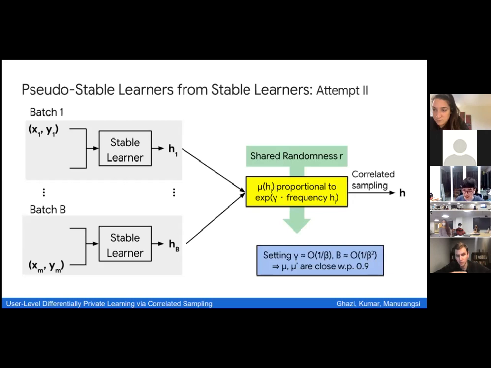Now, we are not going to do any computation here, but roughly speaking, this strategy works. You have to set your gamma, the weight in the exponent, to be roughly 1 over beta, and you have to set the number of batches to be roughly 1 over beta squared, and you can show that mu and mu prime are close most of the time. I mean most of the time over the randomness of x1 to xm, x1 y1 to xm ym.